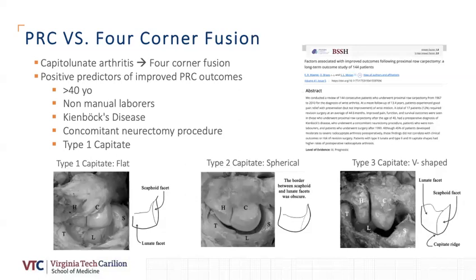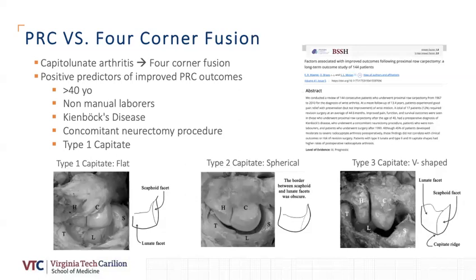So the type 1 capitate was flat, which is more similar to how the lunate is shaped. And the lunate facet of the radius is more flat. So with this flat type, there's a larger surface area that comes together. And so the axial load is dispersed over that entire surface. So it's thought that there's a better displacement of all that force.